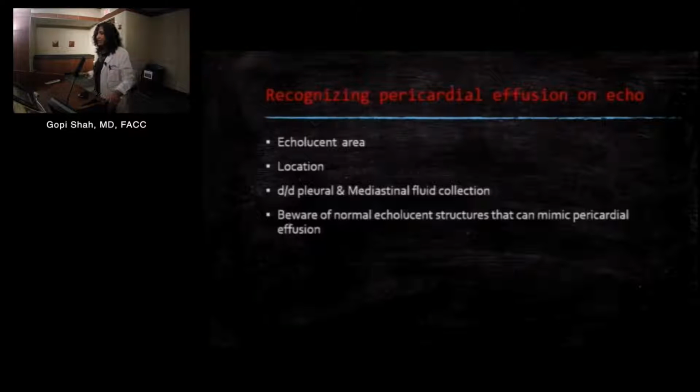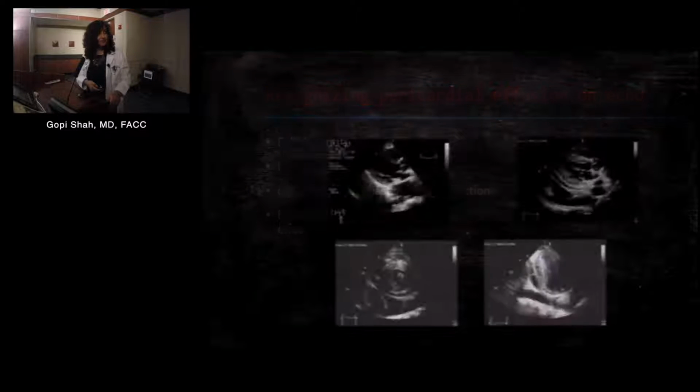So now going forward to pericardial effusions, which we see a lot in the echo lab here. What we define as effusion on echo is an echolucent area surrounding the cardiac silhouette. And how do you distinguish it from pleural and mediastinal collections? And what other normal structures can mimic pericardial effusions?